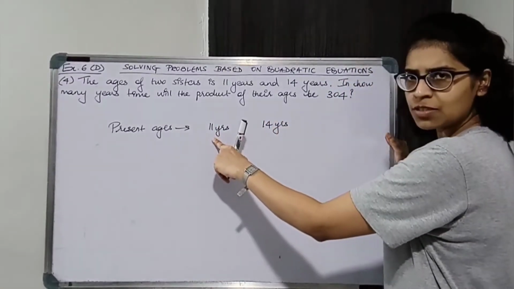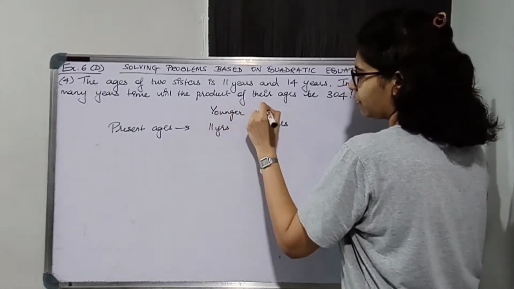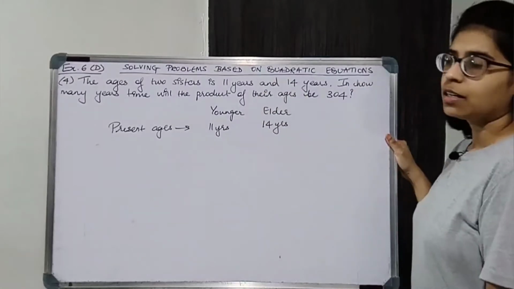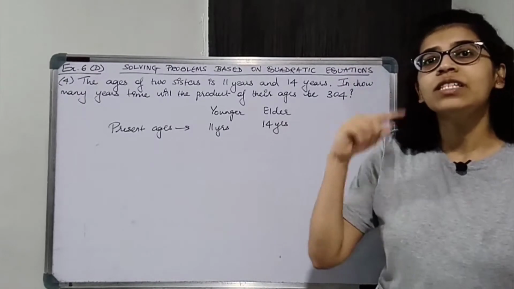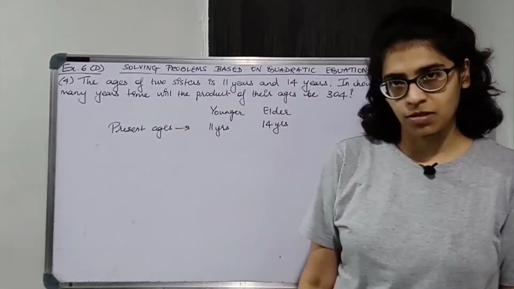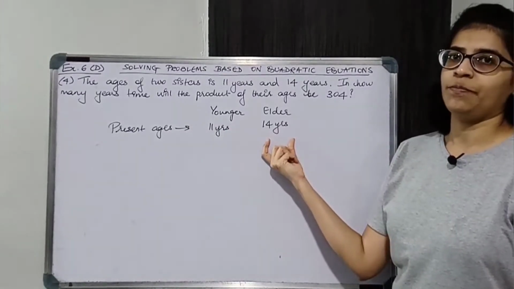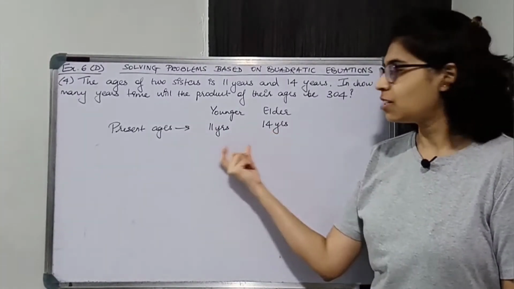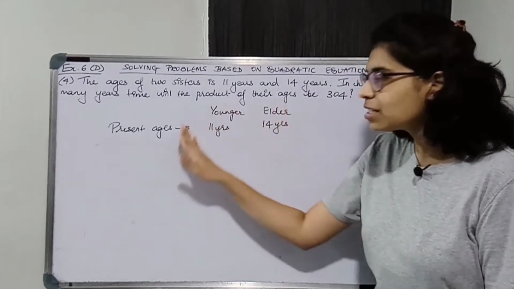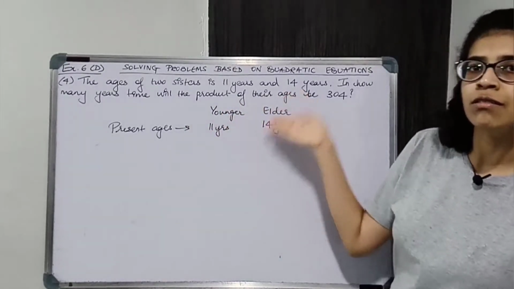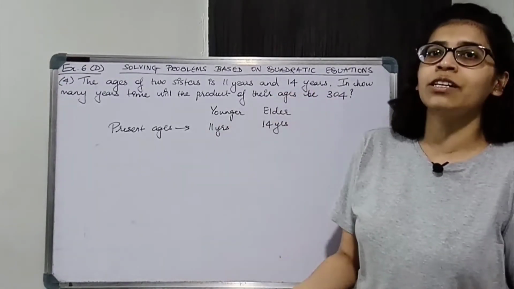So this one is younger, this one is elder. Now, from this, what can you say about the difference in their ages? She is 11, she is 14. So the difference in the ages, 14 minus 11 is 3. Okay. Now this is the important part that we'll use in the equation. Okay. So that is important. It will help us in forming the equation also.